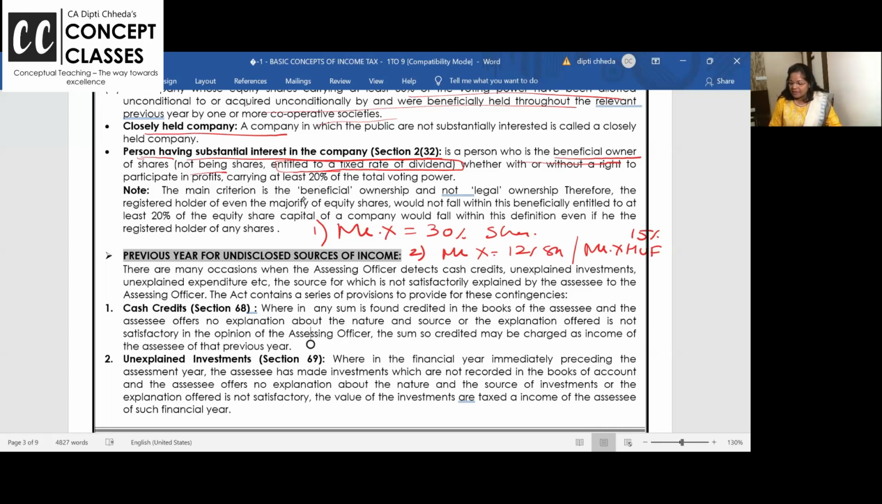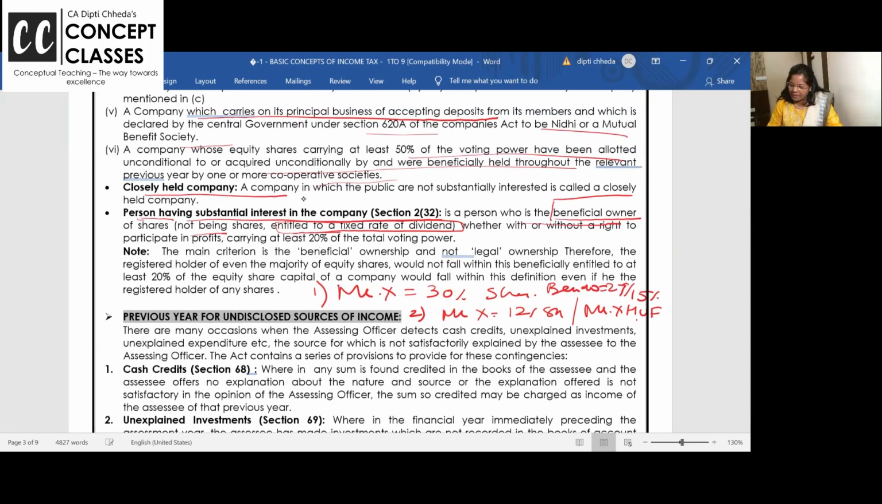Mr. X is having 12% share in ABC Limited. Mr. X's HUF is having 15%. But who is the caretaker of the HUF? Who is the Karta? Mr. X. So can I say Mr. X has beneficial ownership of 27%? Anyone in the class having doubt? Beneficial owner. I have underlined the word as well. How much is beneficial ownership? Mr. X alone has 12%.